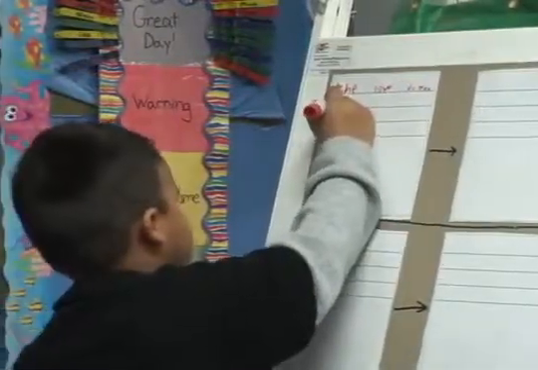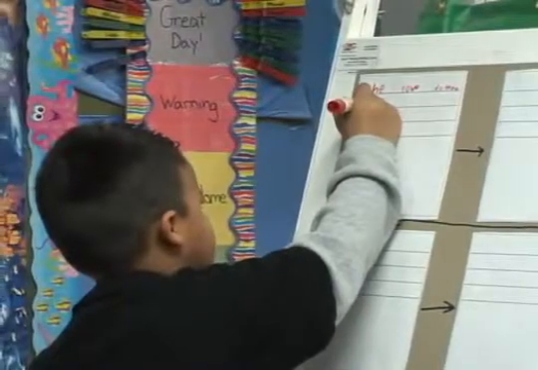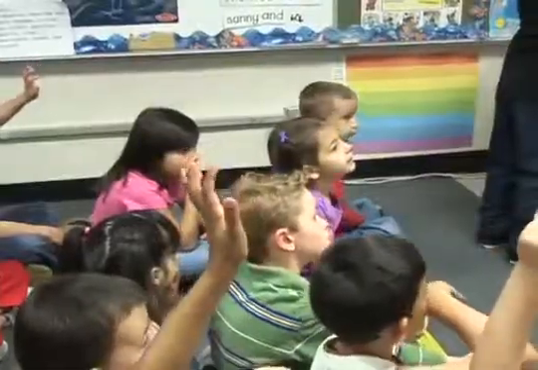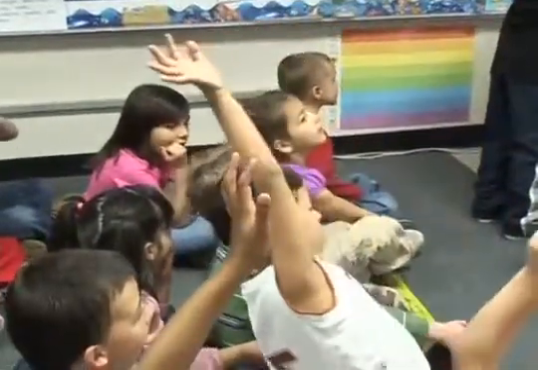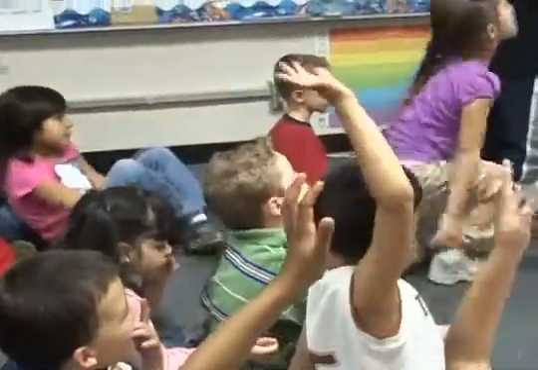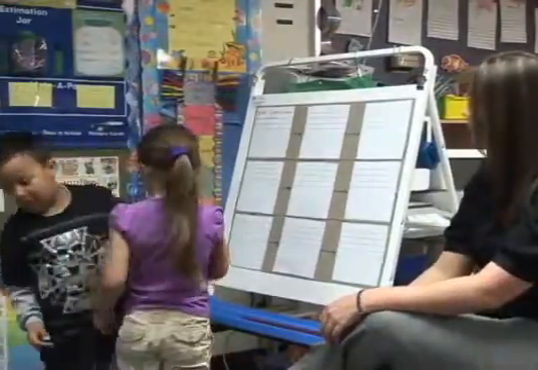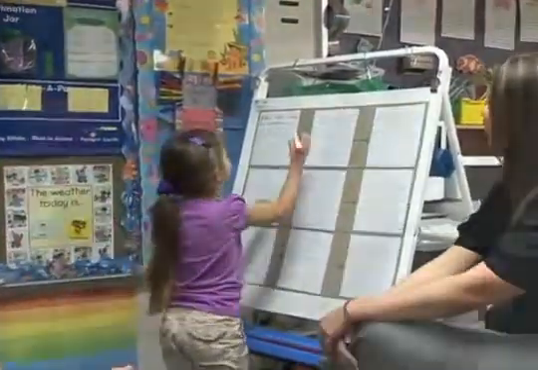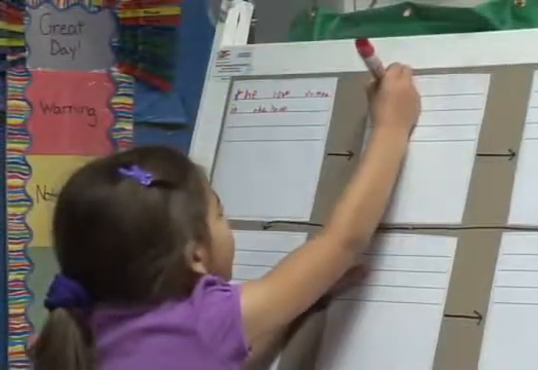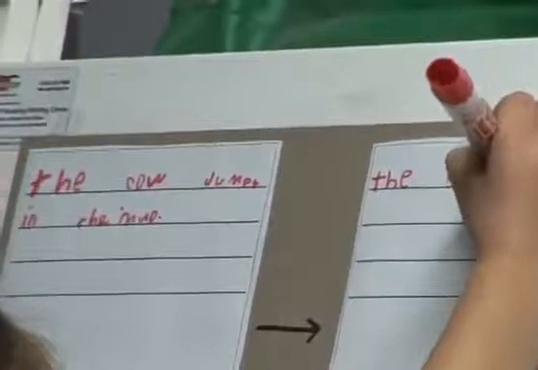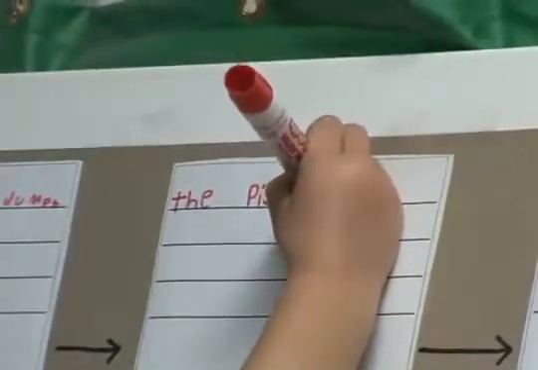Okay. Rebecca, can you tell me what happened after the cow jumped in the mud? The pig rolled in it. The pig rolled in the what? Mud. The mud. Thank you. Rolled. What are we hearing? Rolled.